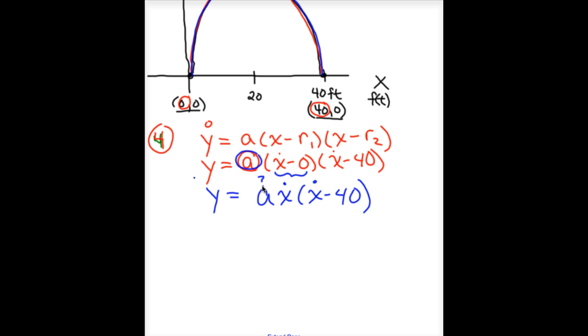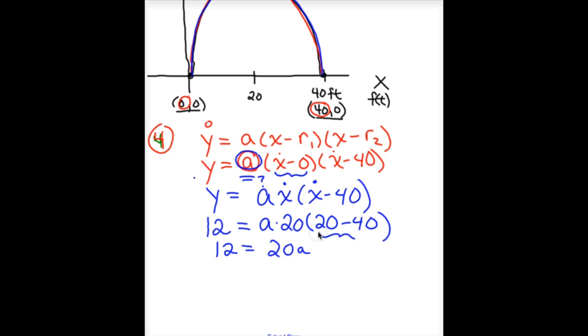Because I know that the maximum height of 12 is reached when x is 20, I'm going to use that to help me figure out that missing coefficient right here. So really what I've got is 12 has to equal 20a times negative 20, or equivalently, 12 has to equal negative 400a. And when I divide 12 by negative 400, I get negative 0.03 for my a value.